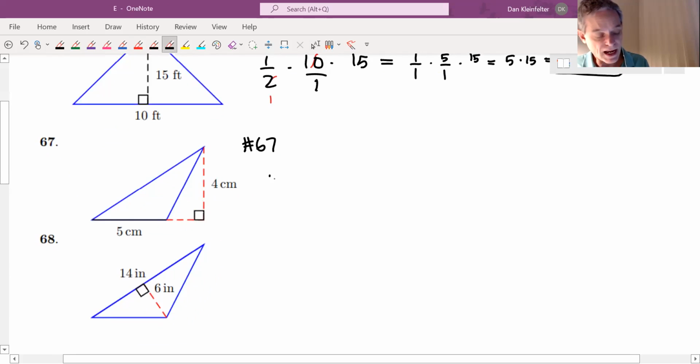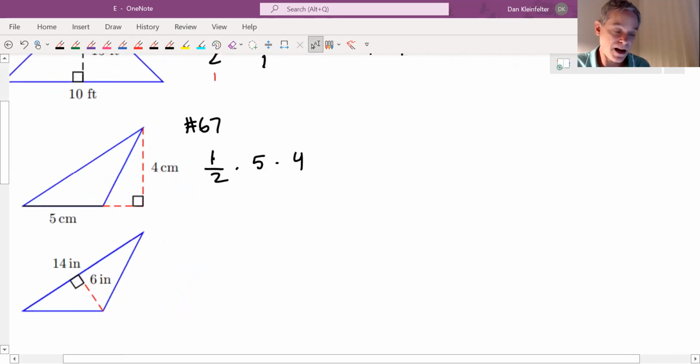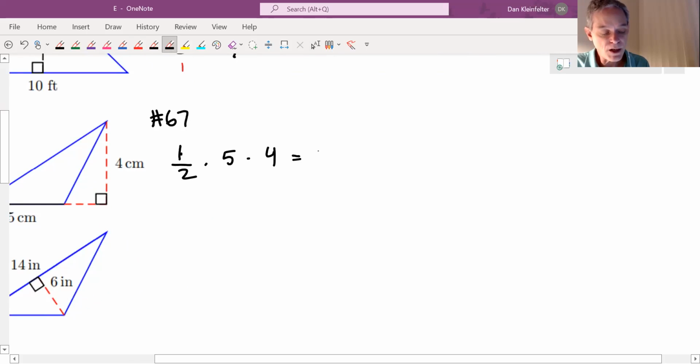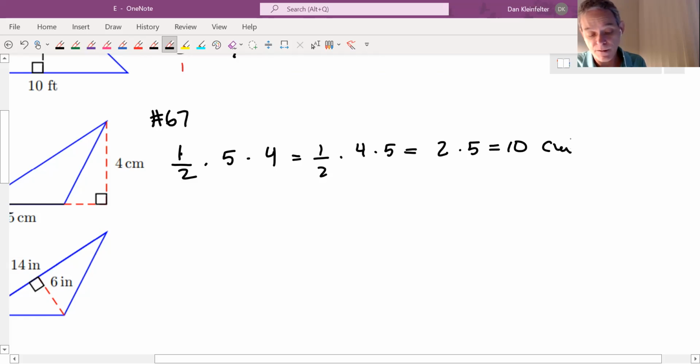Okay, so now number 67. It's going to be 1/2, the base, which is 5, times the height, which is 4. Now on this, remember that multiplication is commutative, right? So it doesn't matter what order you multiply in. So we can, if you want, remake this as 1/2 times 4 times 5. Maybe that's easier to think about. 1/2 of 4 is 2. 2 times 5 is 10. And that'll be in square centimeters.